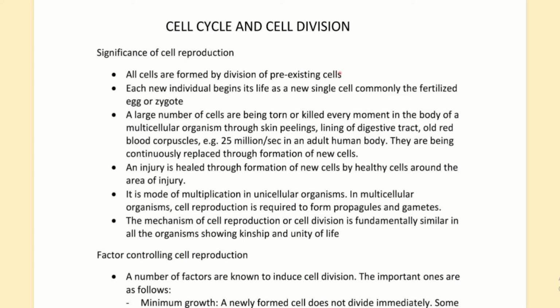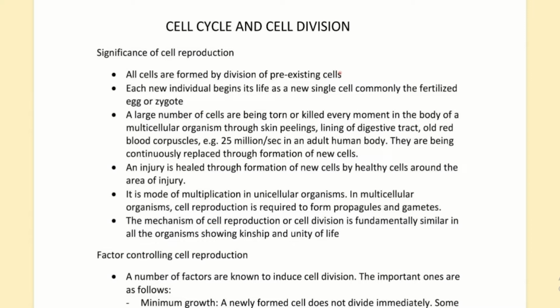Cell cycle and cell division. Significance of cell reproduction. All cells are formed by the division of pre-existing cells. Each new individual will begin its life as a new single cell, commonly the fertilized egg or zygote, by cell division.